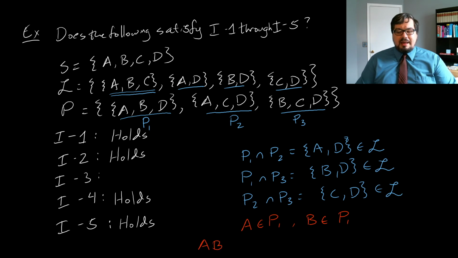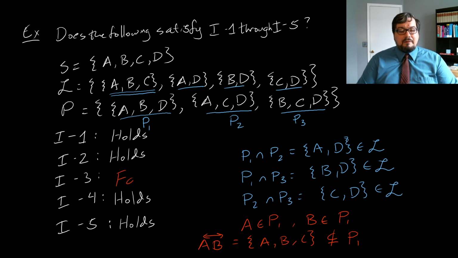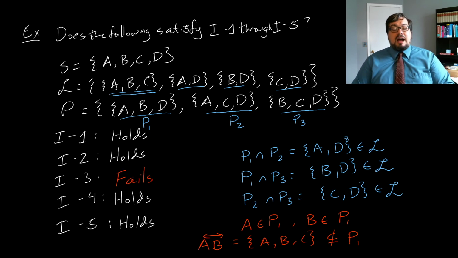However, AB, the line containing A and B, is the set A, B, C, which is not a subset of P1. And so that means that I3 fails. I3 would say that if A and B lie in P1, then the line containing A and B has to lie in P1 also, has to be a subset of P1. So I3 fails. This is not a geometry.